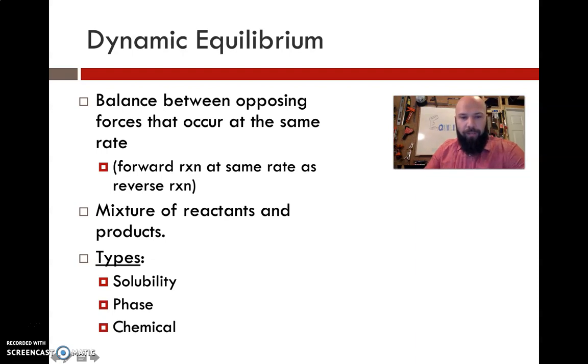In chemistry, it's the balance of forward and reverse reactions, and there are 3 different types: solubility, phase, and chemical. In the interest of time, we're going to focus mostly on chemical equilibrium in this course and unfortunately not get to details about solubility and phase equilibrium due to our time constraint.